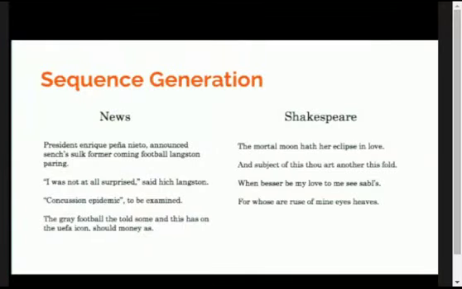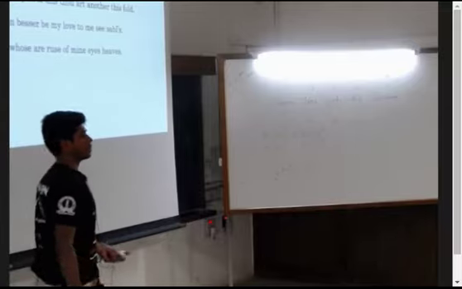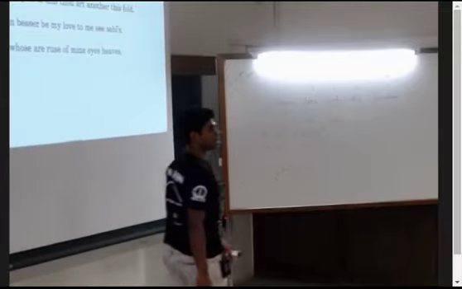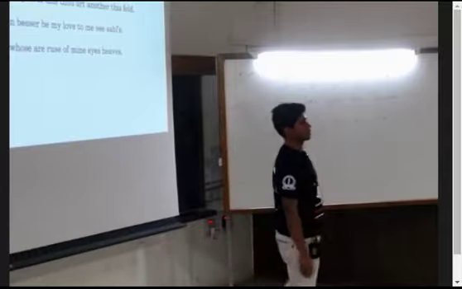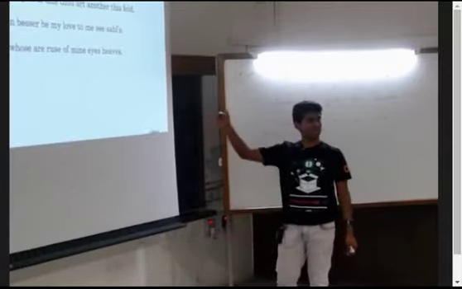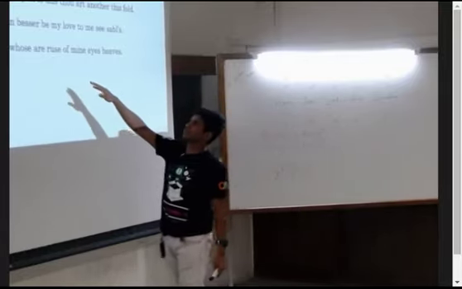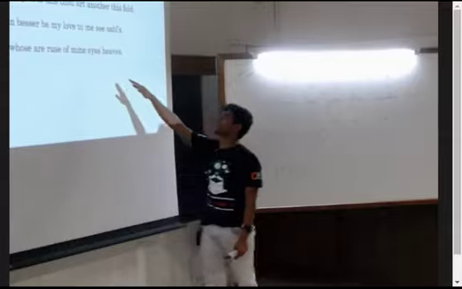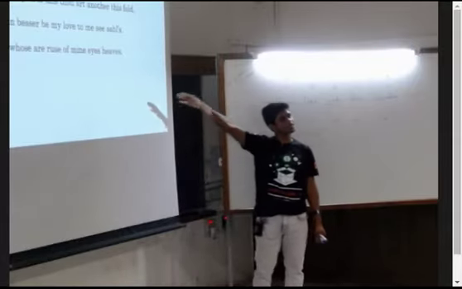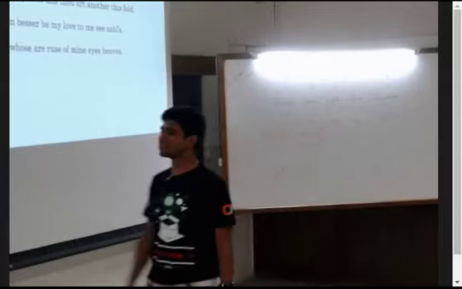The other part, the right hand side, the model was trained using Shakespearean text. So whatever was written by Shakespeare, the entire set of books or texts, has been fed into the neural network, and then it generates this kind of sentence. For example, "for whose are ruse of mine eyes heaps", it seems like it was written by Shakespeare himself. So this is something people are looking into currently.